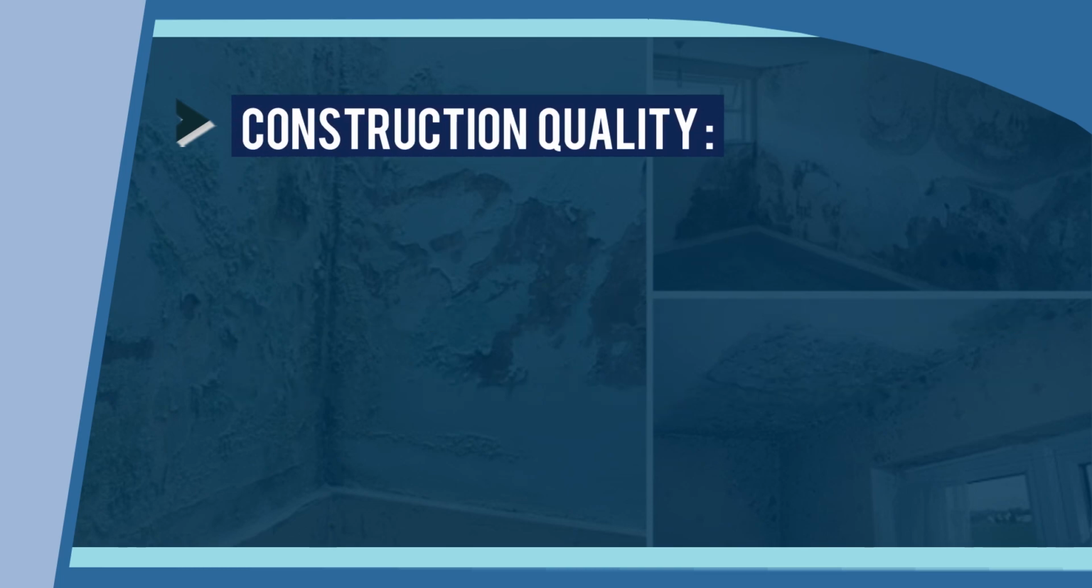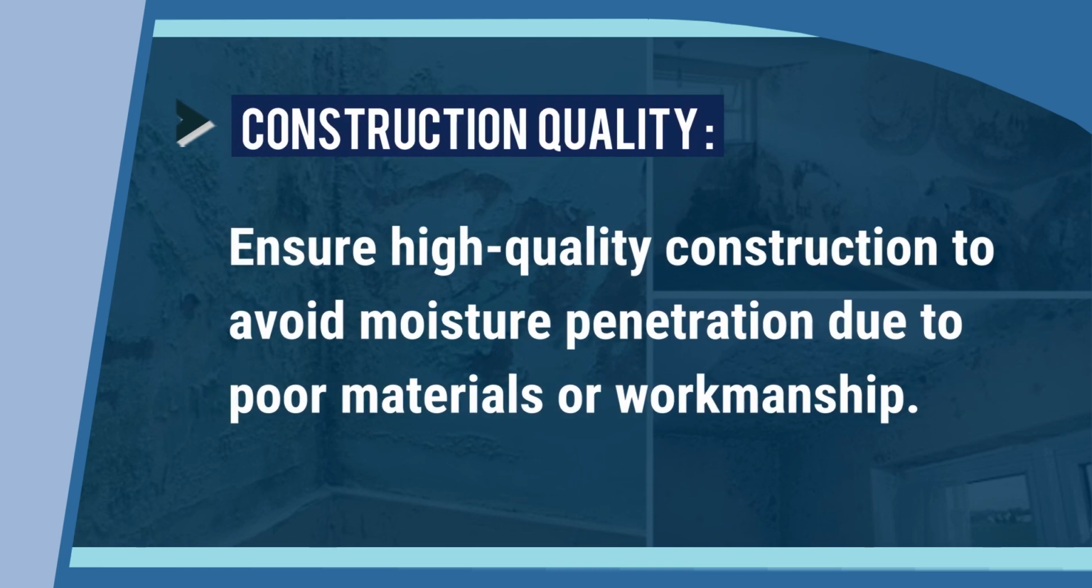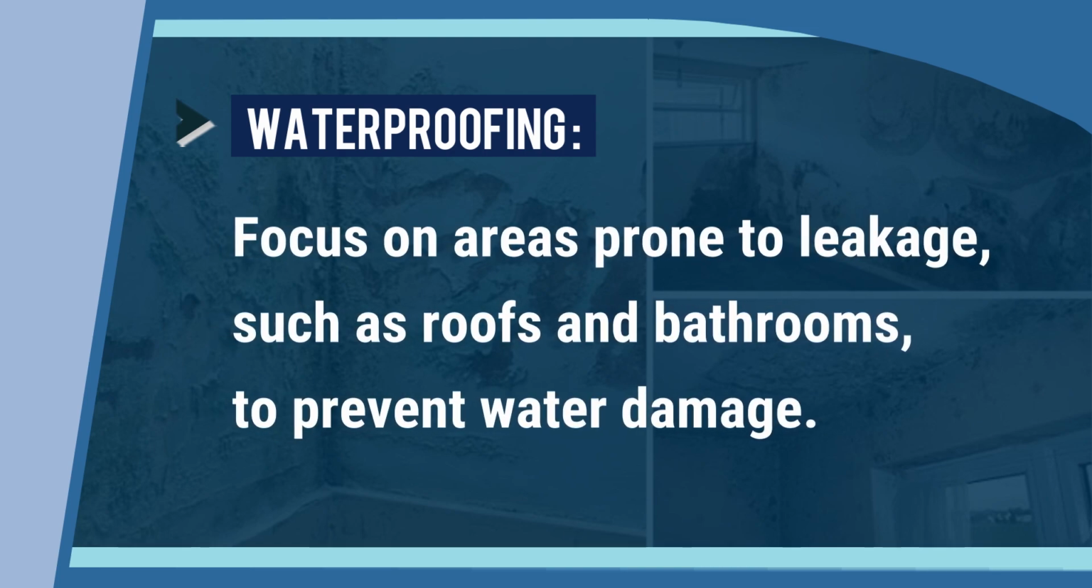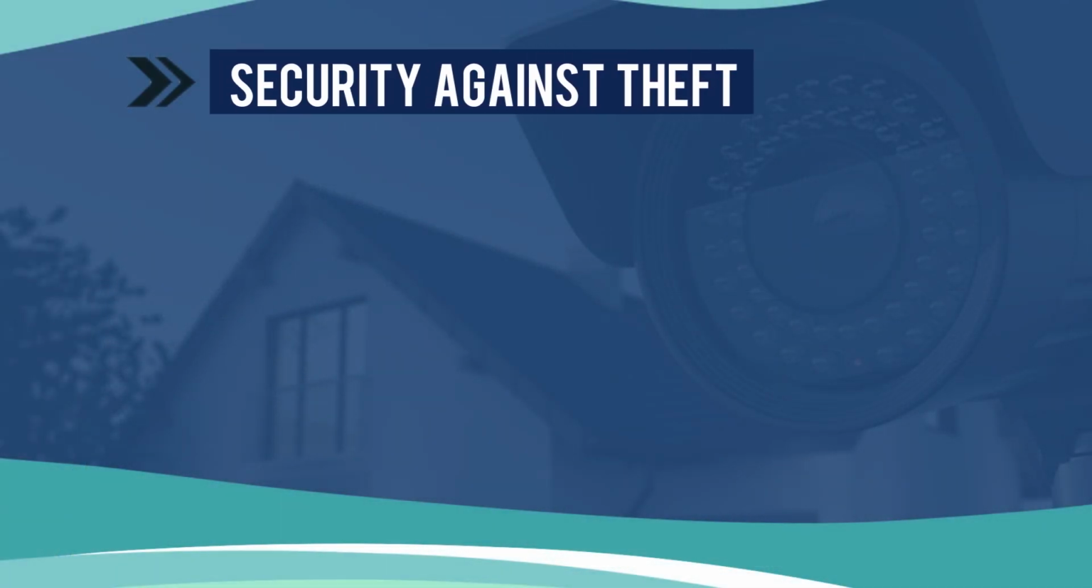Then the construction quality: ensure high quality construction to avoid moisture penetration due to poor material or workmanship. Then the waterproofing: focus on areas prone to leakage such as roofs and bathrooms to prevent water damage. Then the security against theft.